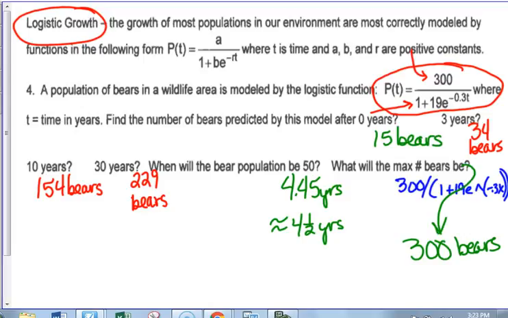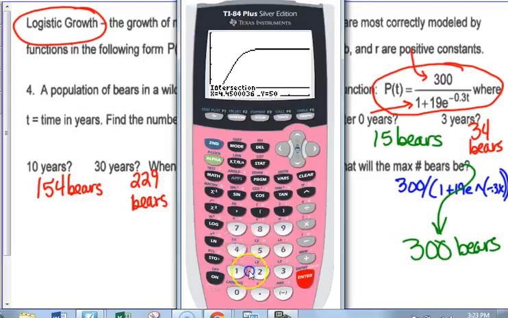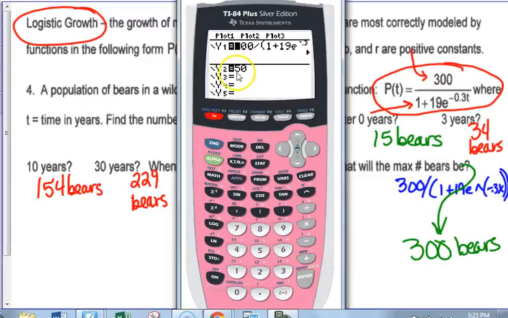Oh, I'm sorry. We put in the line at y equals 50 because we wanted to know when it hit 50. So we put in y sub 2, and then we did an intersection.